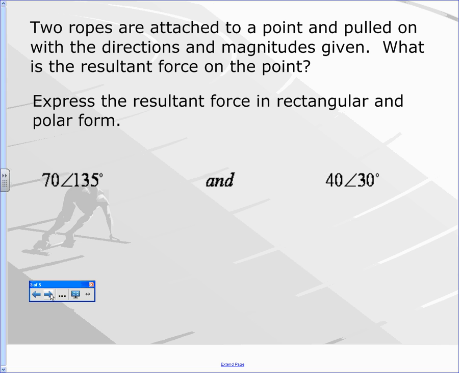So it says 2 ropes are attached to a point and pulled with the directions and magnitudes given. What is the resultant force on the point? So these are the 2 that they give you.